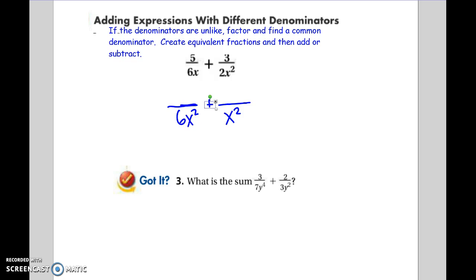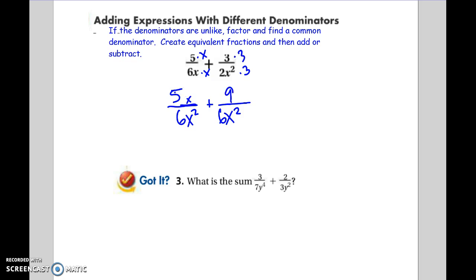So now, what did I have to multiply 6x by to get 6x squared? Well, I had to multiply by x. So I have to do the same thing on the top. Shoot, I don't know what happened there. Okay, and then what did I have to multiply 2x squared by to get 6x squared? Well, from 2 to 6 I had to multiply by 3, but the x squareds didn't change. So I'm just going to multiply by 3.